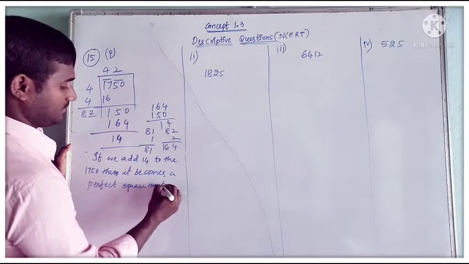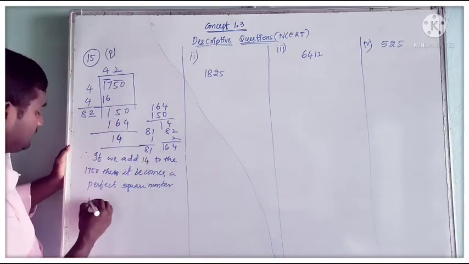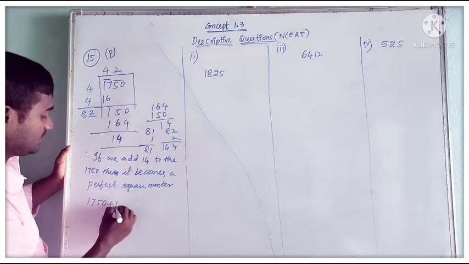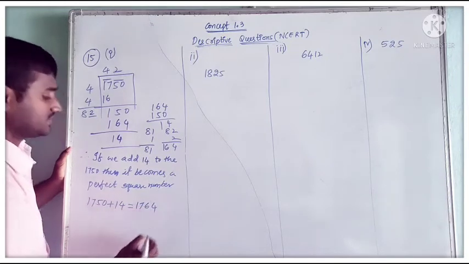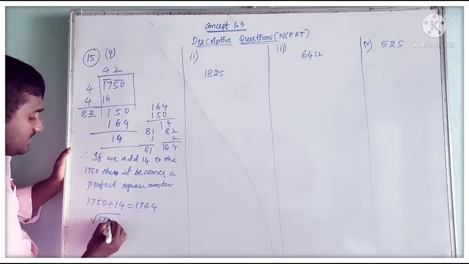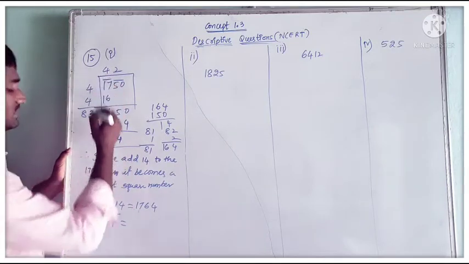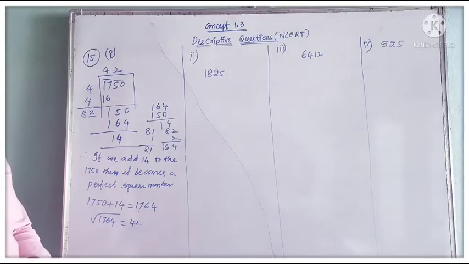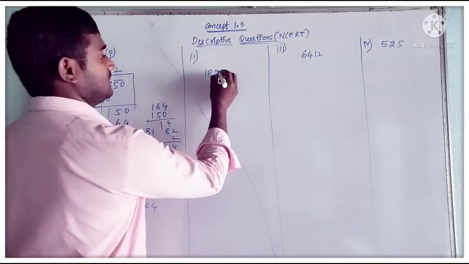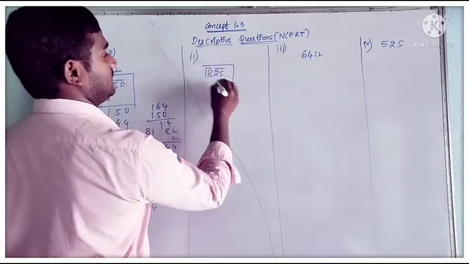Perfect square number. What is that number? 1750 plus 14 equals 1764. Then the square root of 1764 equals what? 42. 42 into 42, you will get 1764.